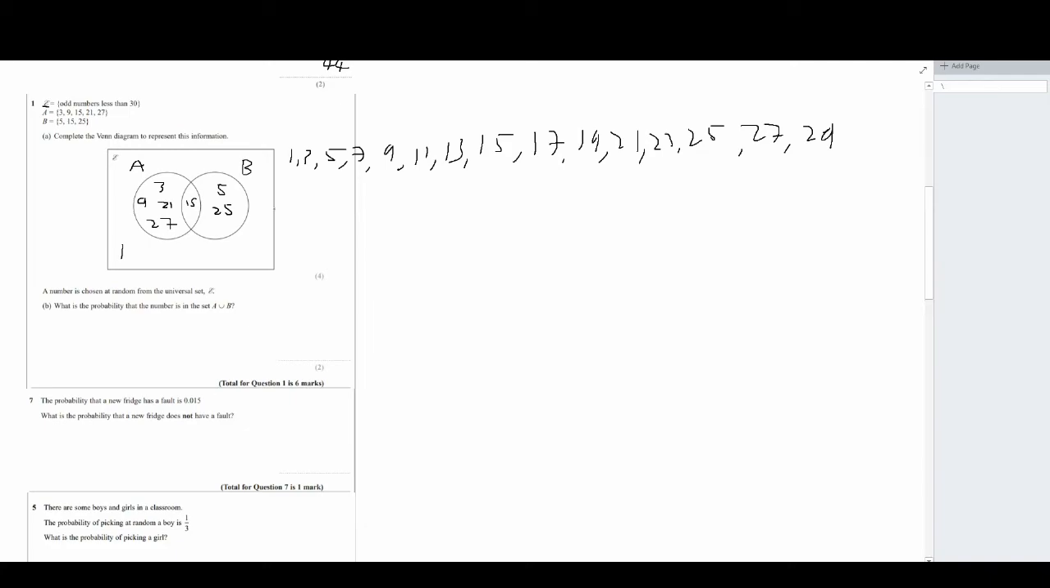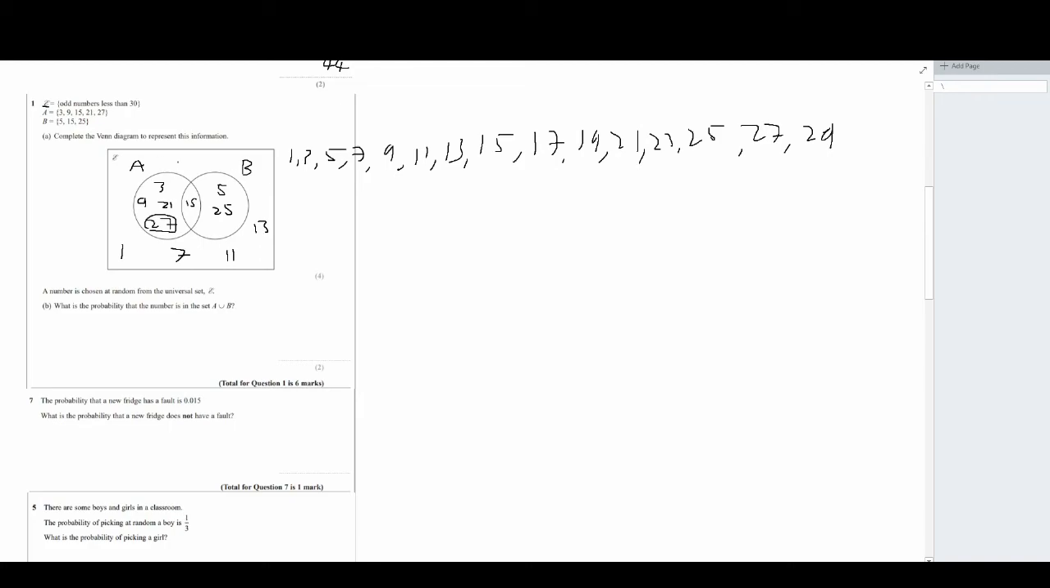So let's go through this. 1, there isn't. 3, there is. 5, there is. 7, there isn't. Don't do what I did. Do as I say, not as I do. This is a 27, not a 2 and a 7. 7, there isn't. So let's put a 7 over here. Nice and spread out so we don't make that mistake again. 9, there is. 11, there isn't. Put 11. 13, there isn't.